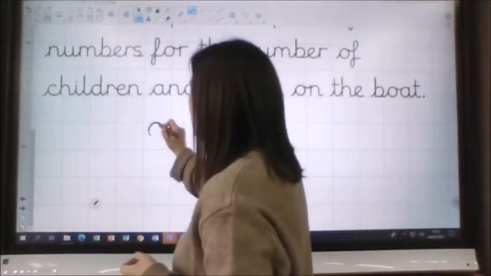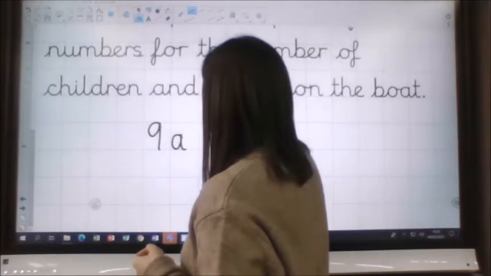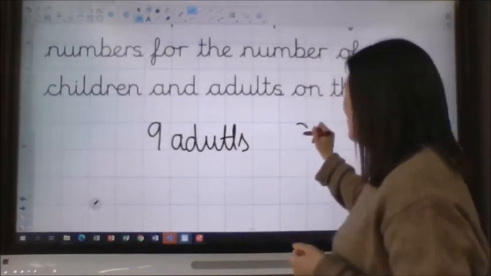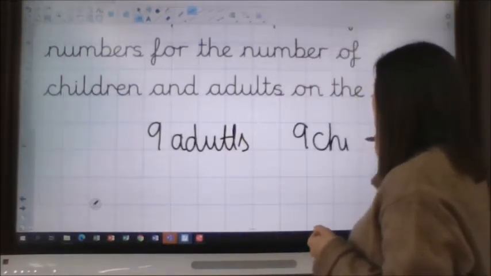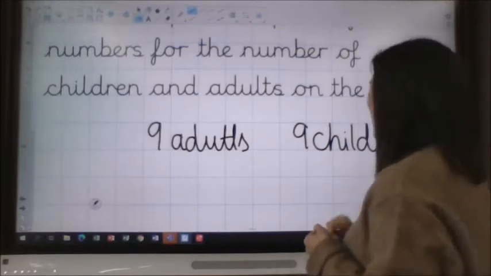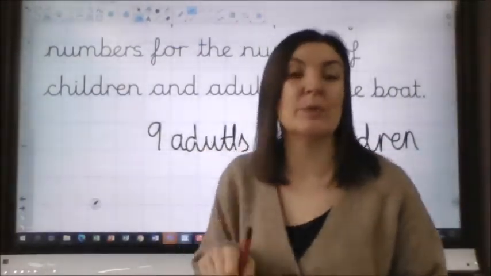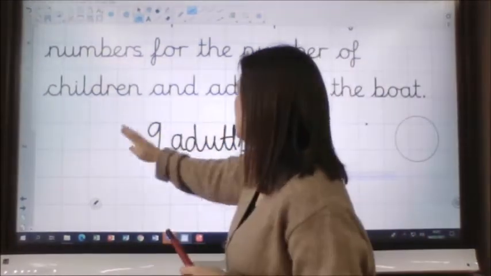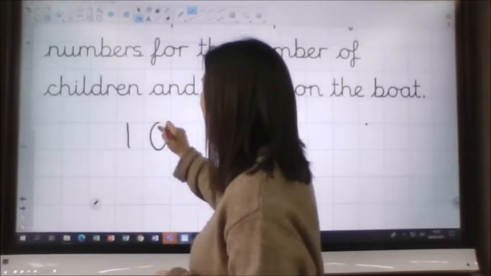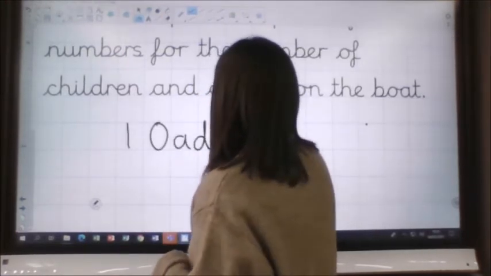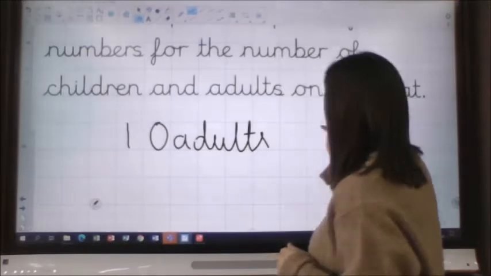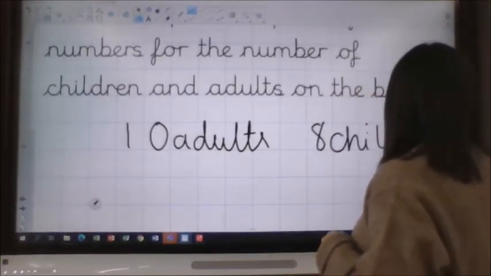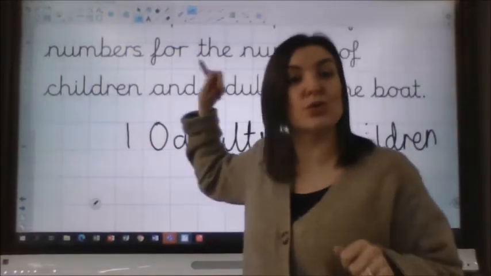9 adults, then there would also be 9 children. So that one wouldn't work, would it? I'd have to try something else because I've got to have more adults than children. So let's try something else. So this time I'm going to have 10 adults. So if I've got 10 adults, I would have 8 children. So that one would work because I've got more adults than children.